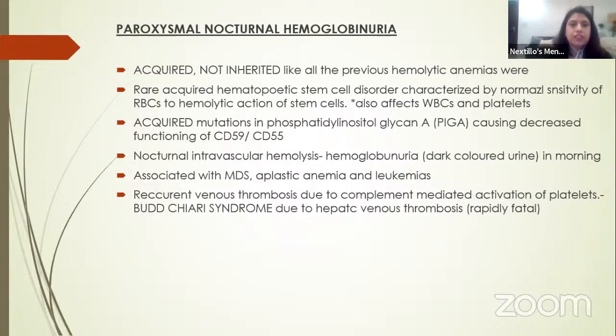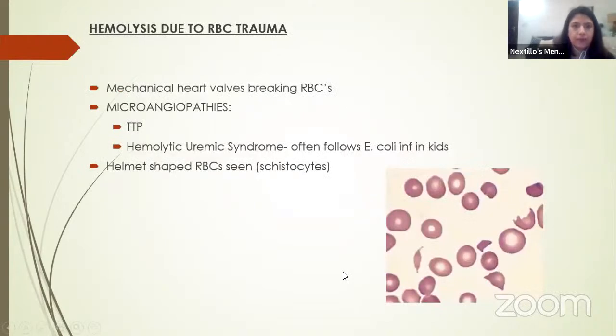Also, a very important question that is asked with PNH is that not only are the RBCs excessively sensitive to complement, the WBCs and platelets are also affected. So this complement can also affect platelets and cause venous thrombosis. There'll be excessive aggregation of the platelets in the veins, and there'll be thrombosis. And it can lead to Budd-Chiari syndrome if there is hepatic venous thrombosis, which is rapidly fatal. It can lead to death in the patient.